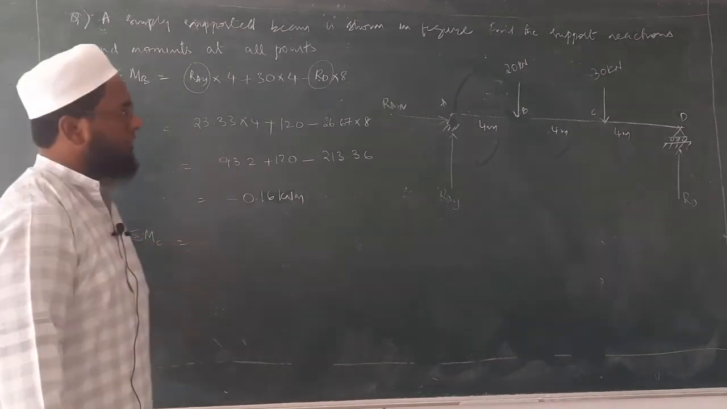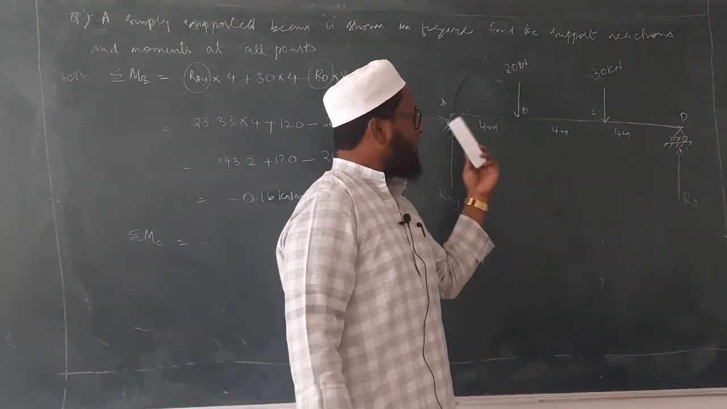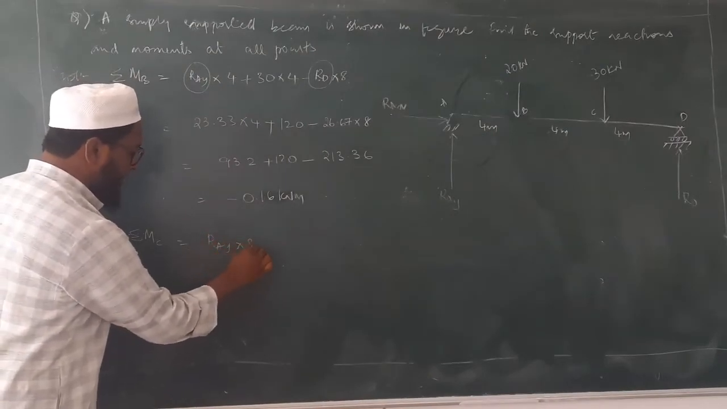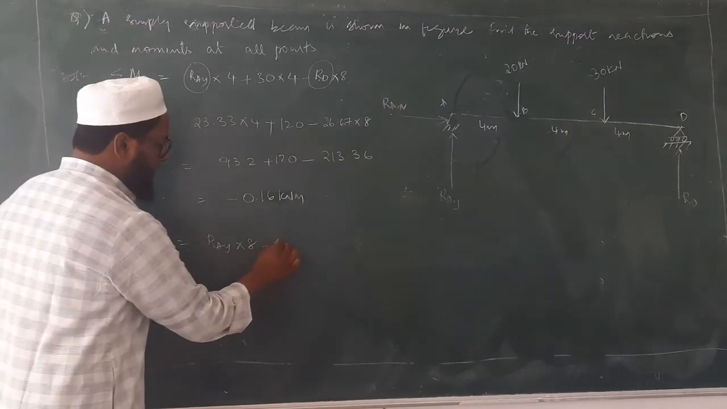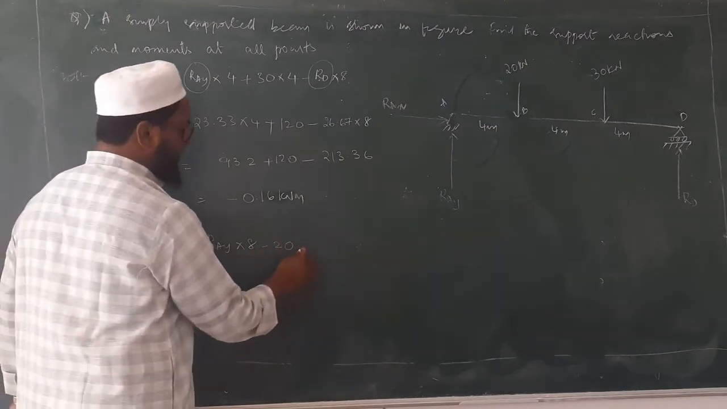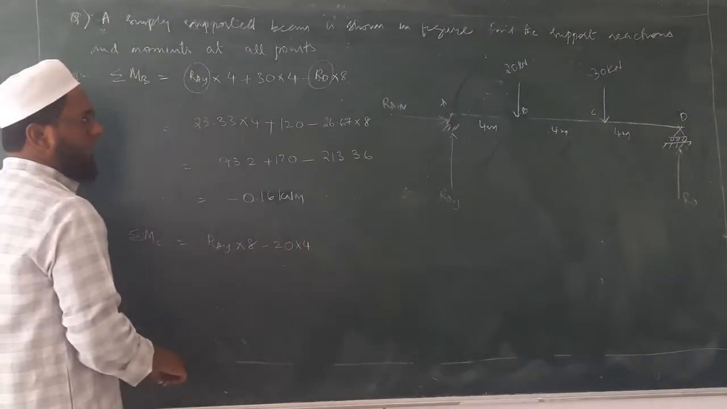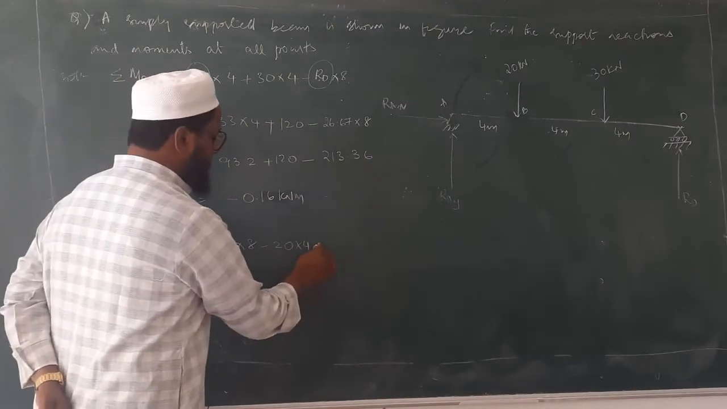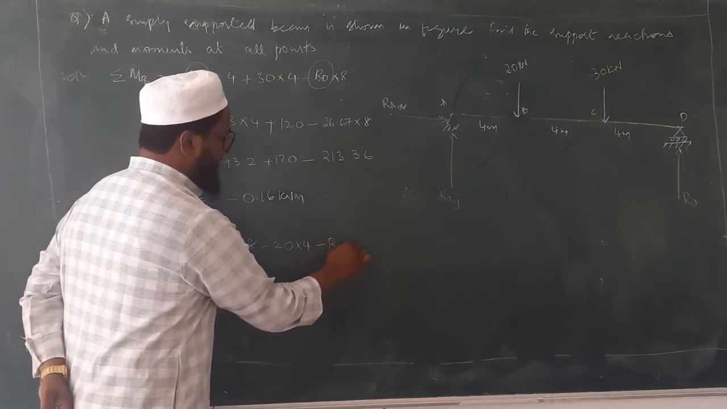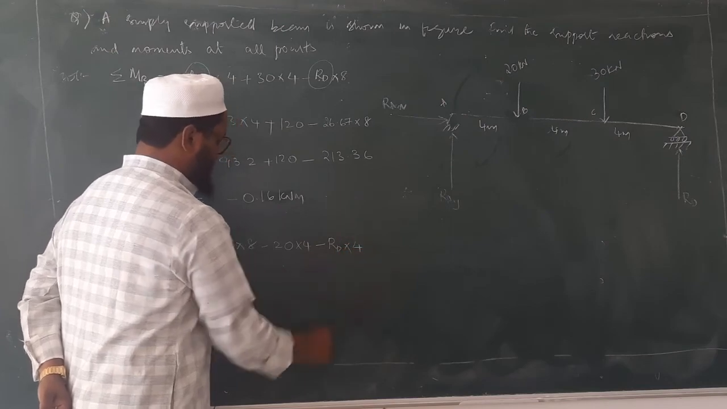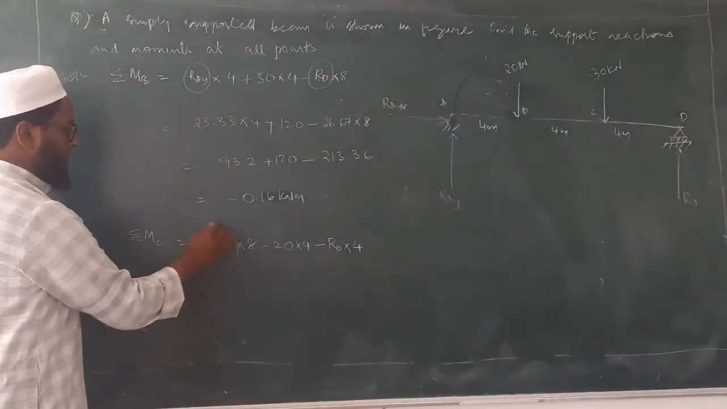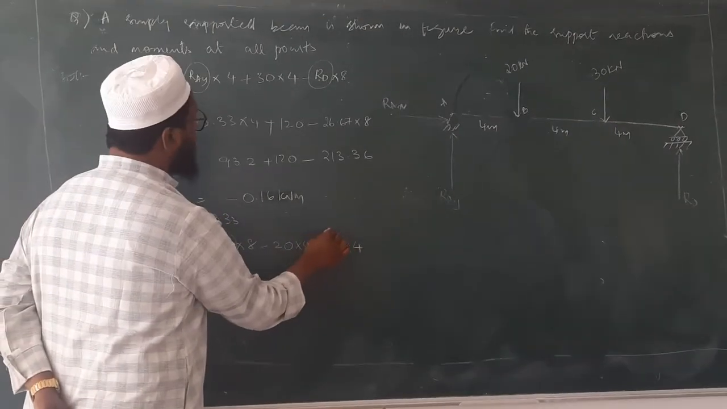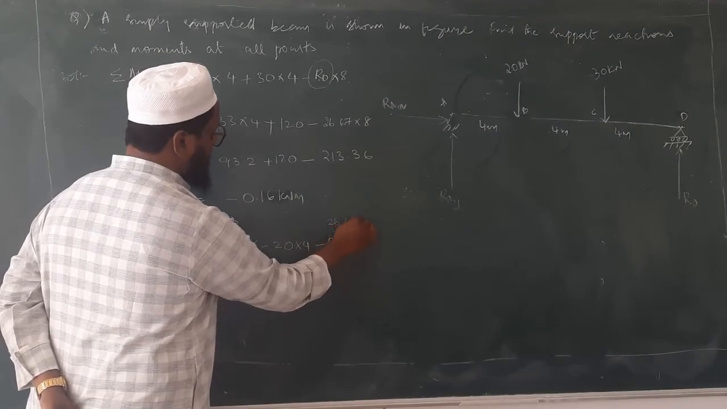Now check it. RAY into 8, then minus 20 into 4, then minus 20 into 4, minus RD into 4 again. Tell me the value. RAY is how much? 23.33, and RD is how much? 26.67.